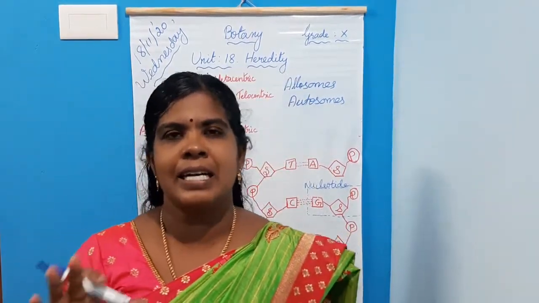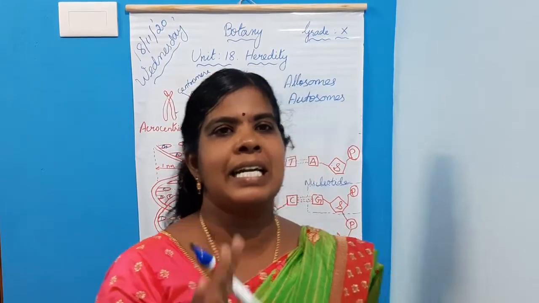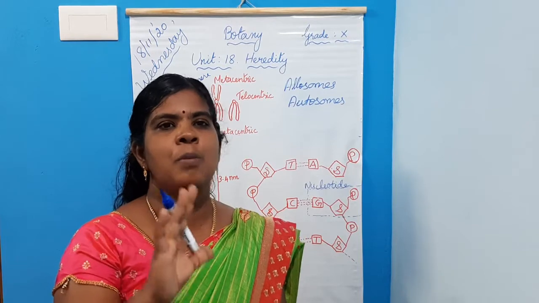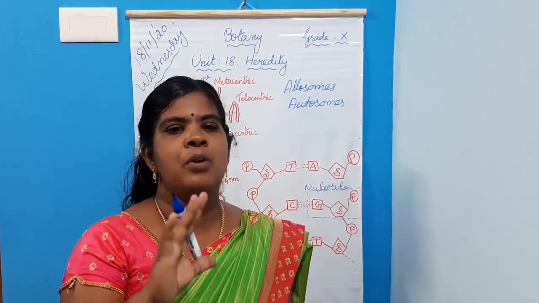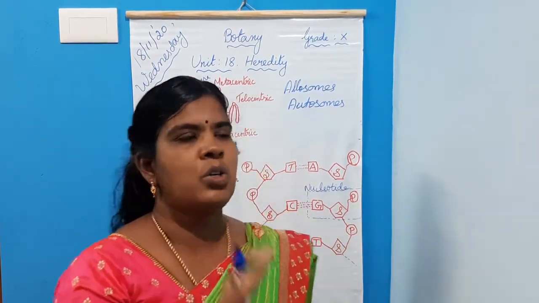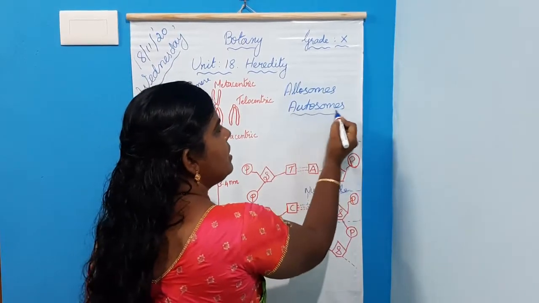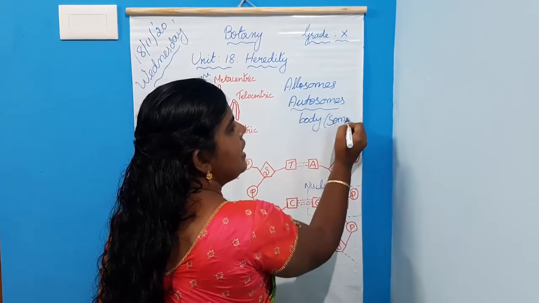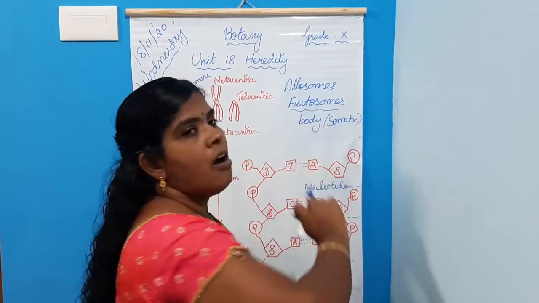Autosomes contain the genes that determine the somatic characters. Somatic means body, body characters. The chromosomes which determine the body characters are autosomes.